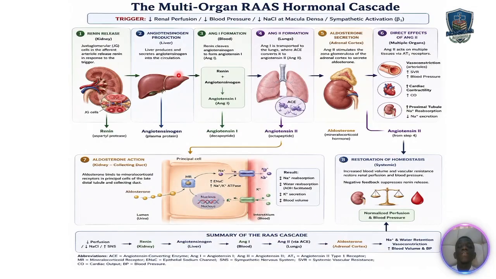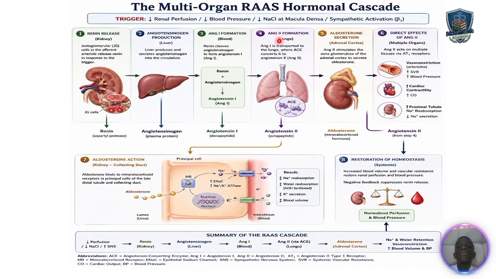This is just a multi-organ RAAS hormonal cascade. In this diagram, you can see various organs. You can see the kidney. The kidney here is where the renin is being released, in the juxtaglomerular cells. In the liver is where the angiotensinogen production occurs. And we know that the renin acts on the angiotensinogen to convert it into angiotensin I.